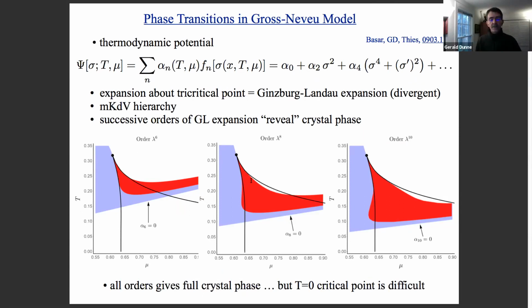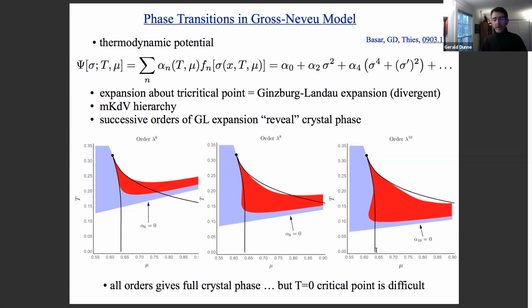And you discover that successive orders of this expansion reveal this crystal phase in more and more detail. And they're extremely accurate near the tricritical point. So it's a way of identifying the tricritical point and probing close to the tricritical point. However, it's difficult to use the expansion around the tricritical point to reach this point here down at zero temperature.